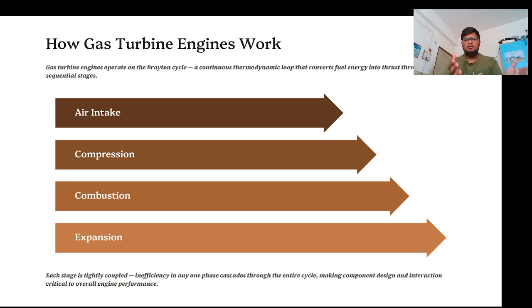In the stage of air intake, the engine takes the air inside through a propeller or a fan, which is then taken to the compression stage, where the compressors are. There are two types of compressors, high pressure compressor and low pressure compressor. The compressor compresses the air and passes it into the combustion chamber.